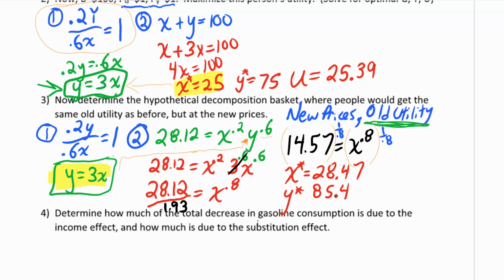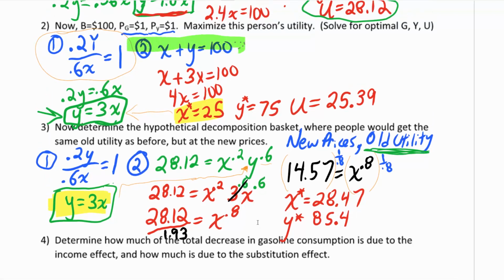And what we want to know is how much money that is going to cost. In this example, this is pretty simple. We just want to plug it back into a budget line, assuming that each of these goods is $1. Except we don't know what the budget is in this case, so we just want to see what x plus y is. 1x plus 1y. We just need to add up the 85.4 plus 28.47. It's going to cost $113.87. And that is the cost to get this person back to their old utility level of 28.12 at the new prices, which are $1 each.